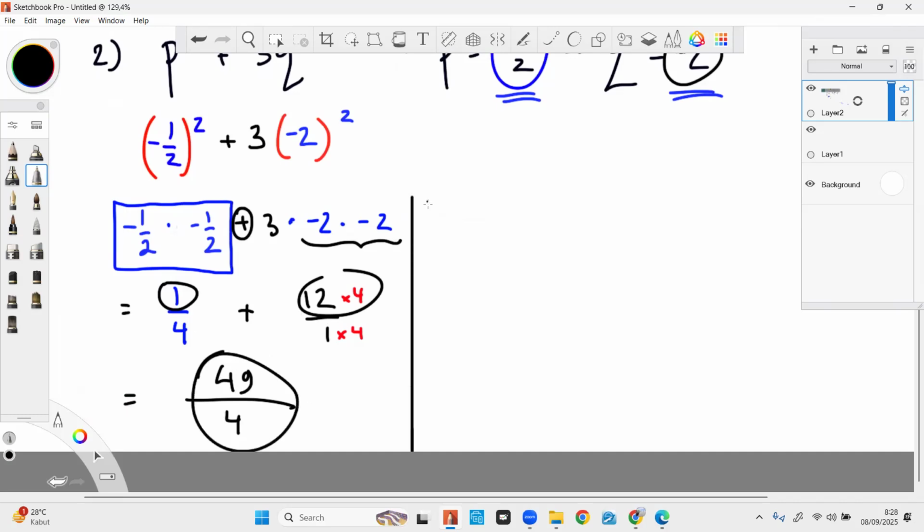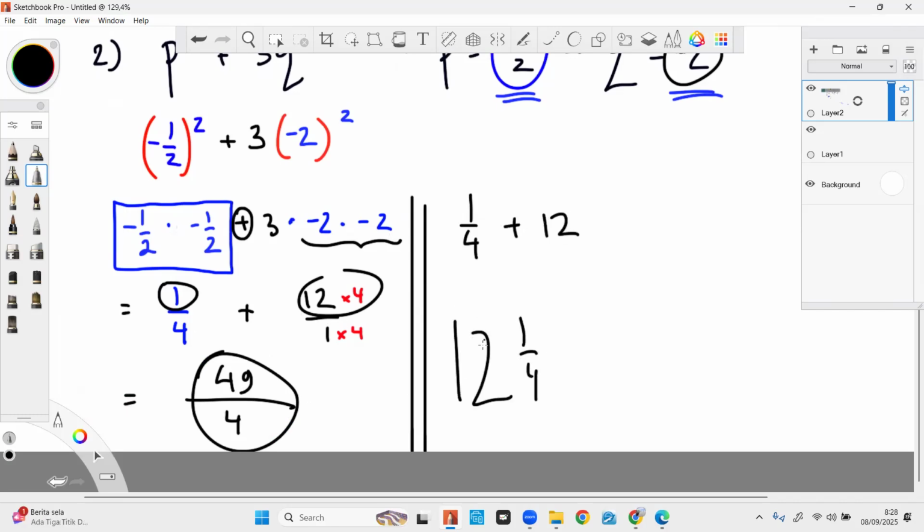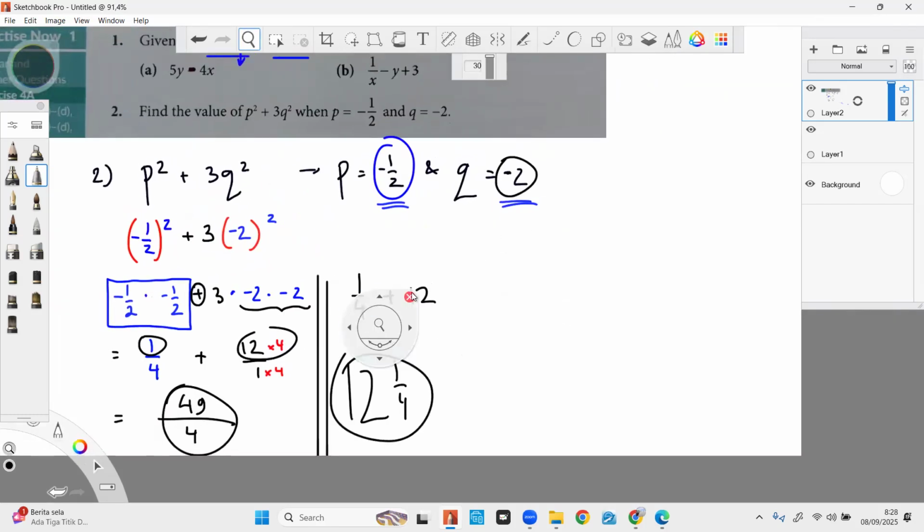But Lovian said that you can do this instead: 1 over 4 plus 12. Then just 12 and 1 over 4. Because this is a whole number, this is a fraction, and they're separated, so you can just do this as well. Another way. This is the first way. The other way is like this.